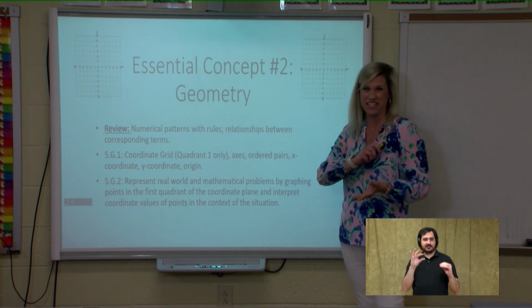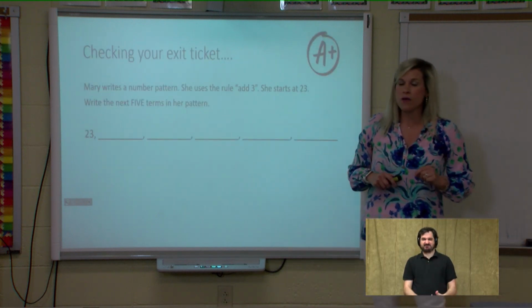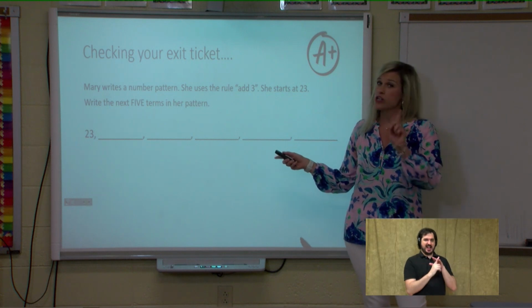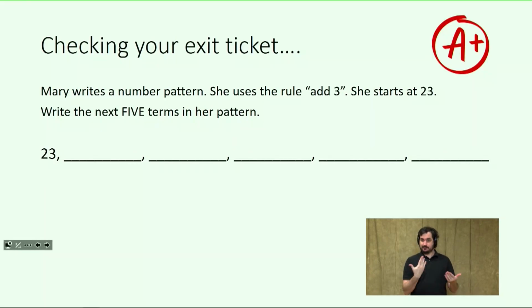So let's get started. When we met back on Thursday, I had an exit ticket for you, and I'm here to check it. I told you I'd always check back over your work. So let's look at our exit ticket. It says, Mary writes a number pattern. She uses the rule add 3, and she starts at 23. Write the next 5 terms in her pattern.